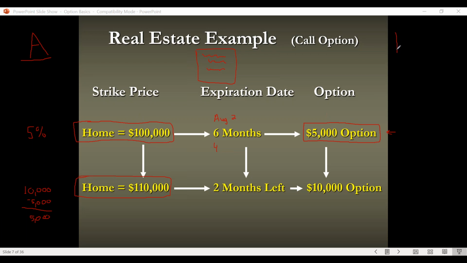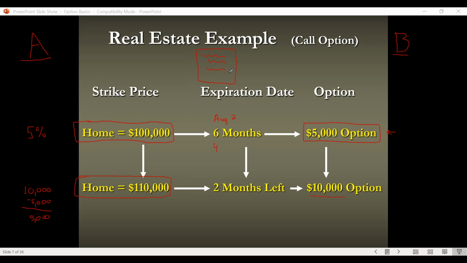What's choice B here? Well, I own this piece of paper, this contract. I paid $5,000 for it. How much is that piece of paper worth? Well, if I have the right to buy the house for $100,000 and it currently has a market value of $110,000, that piece of paper would be worth at least $10,000, right? I could sell that contract to somebody else.